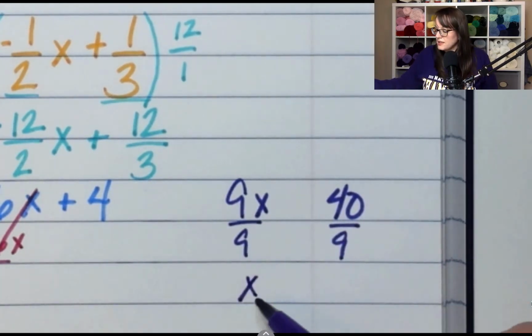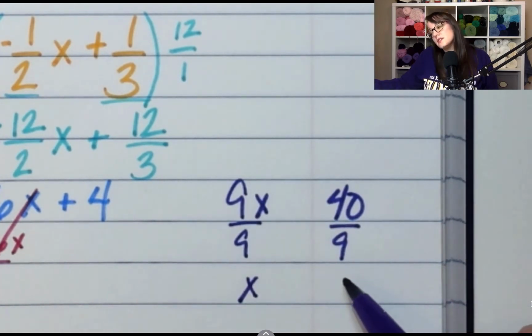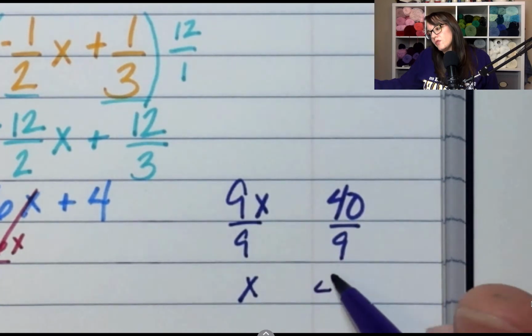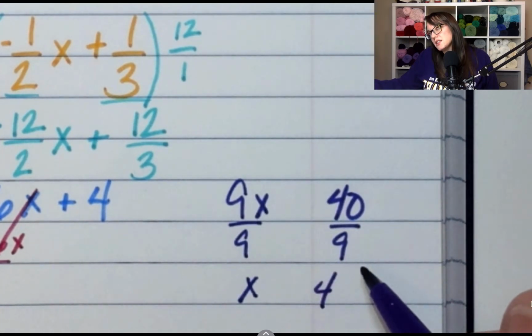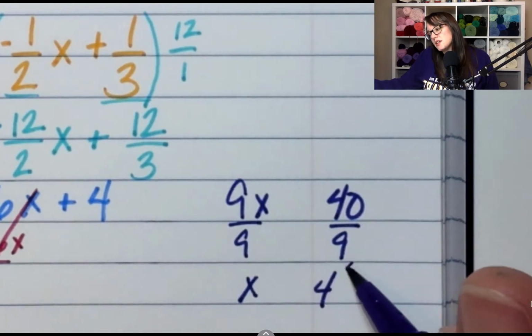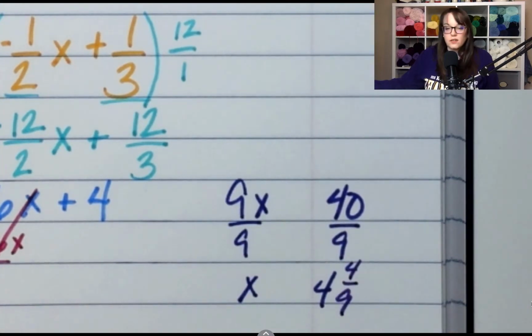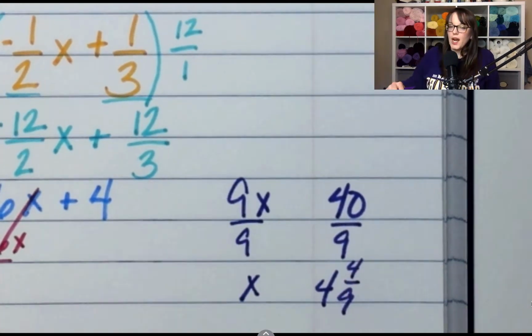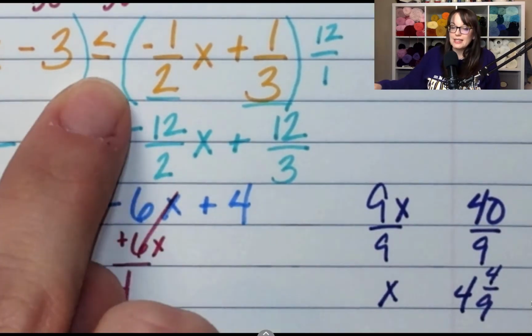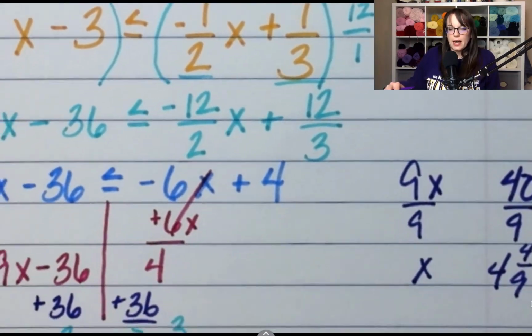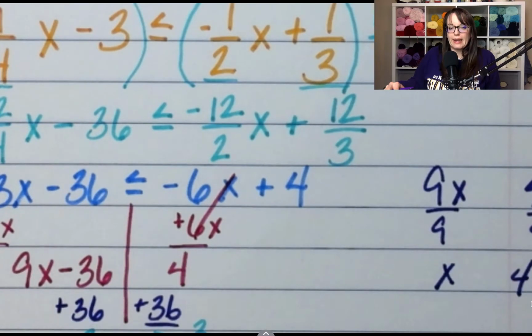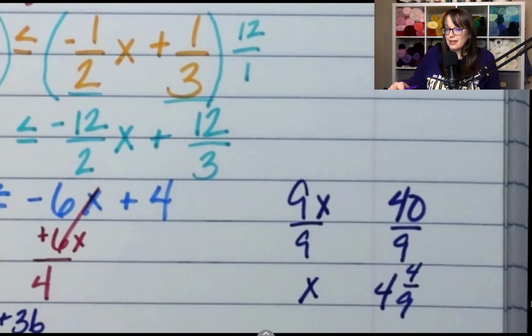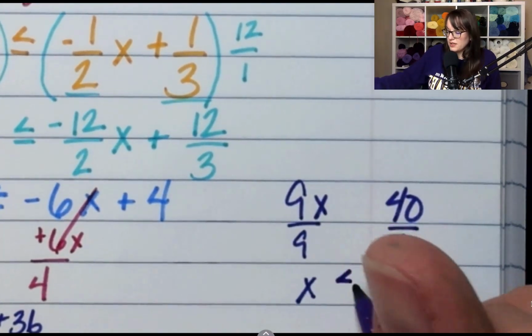And that's going to be x and 4 would be 36. 4 and 4/9. I started with less than or equal to. At any point, did I multiply or divide by a negative on both sides? I did not. So I keep my less than or equal to.